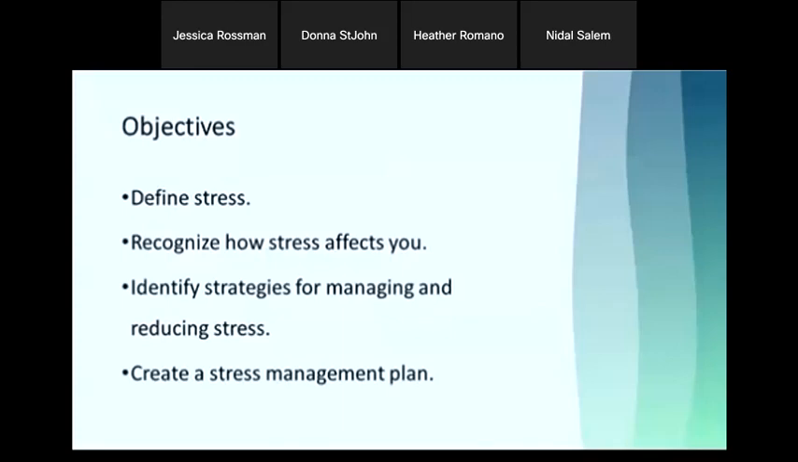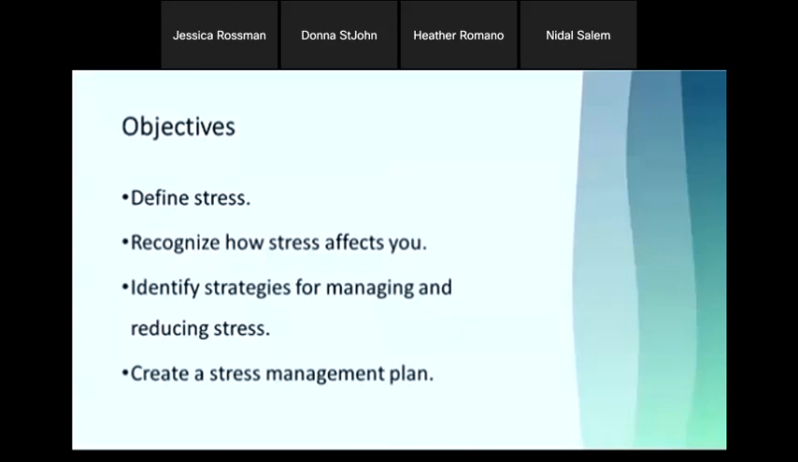Now, in order to do that, today we're going to start by defining stress and a few other helpful terms. Then we're going to talk more about the effects of stress, and how we can better recognize them in our work and our life. And finally, we're going to spend most of our time together talking about strategies to manage and reduce stress at work and at home.